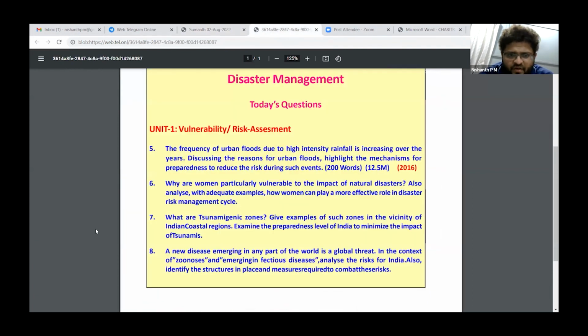See the second question. Why are women particularly vulnerable to the impact of natural disasters? Also analyze with adequate examples how women can play a more effective role in disaster risk management cycle. Aditya, what is your doubt?